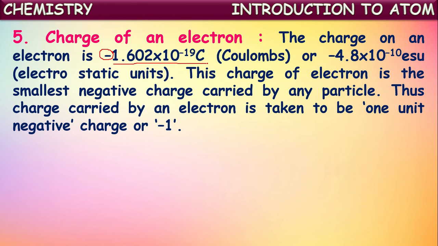Simply we say ESU. This charge of electron is the smallest negative charge carried by any particle. This is the smallest unit of charge actually. Thus, the charge carried by an electron is taken to be 1 unit negative charge, which is also taken as minus 1 charge. So the charge of electron is considered as 1 unit negative charge, and since it is a negative charge, it is indicated as minus 1.